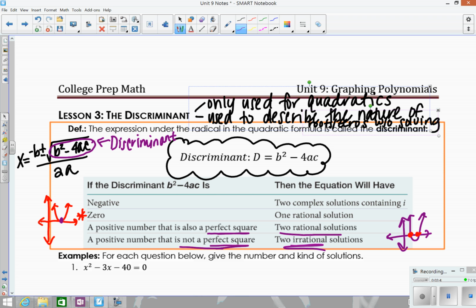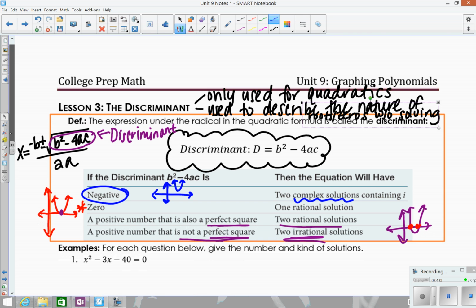And then lastly, the case here is the negative case. If you get a negative number underneath the square root, that's when you're going to have an imaginary number. So you're going to have two complex solutions. And remember, we talked about this: whenever you have complex solutions, your graph won't actually cross the x-axis because there won't be any x-intercepts.